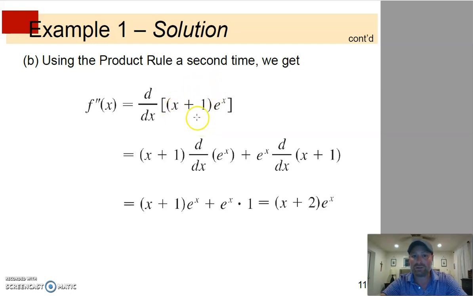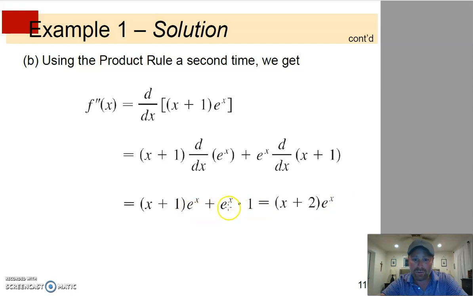So this now becomes your first function, this now becomes your second function. You're keeping x plus 1 and you're multiplying it by the derivative of e to the x, and then you're adding to that the second function, e to the x times the derivative of x plus 1. Okay? The derivative of e to the x is still e to the x, so this remains the same, plus e to the x times the derivative of x plus 1. Well, the derivative of x is 1, and the derivative of 1 is nothing, is 0, okay? That's the constant rule of derivatives there.